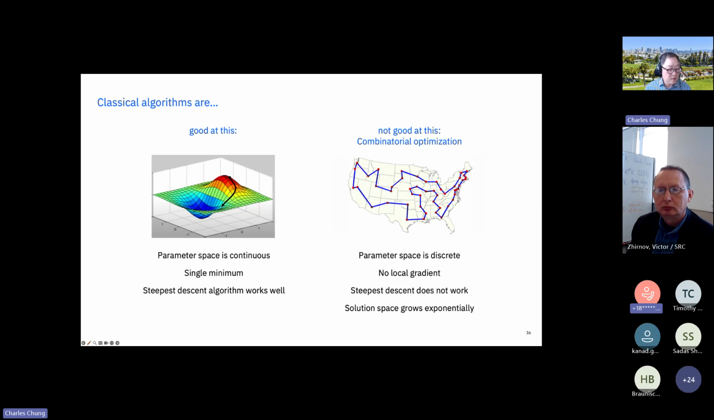That is, let me get my laser pointer. The input space here is not continuous, it is discrete, and as a result, there is no, let me back up and say this is a traveling salesman problem. What you're trying to do is find the sequence of cities to travel in order to have the shortest overall total distance. There is no local gradient, and so therefore there's nothing to follow. Steepest descent doesn't work. Moreover, the solution space grows exponentially, and so you can't do a brute force search of all possible solutions. And so this is an area where classical optimization or combinatorial classical algorithms could really use some help because there are many problems that fall into this category.